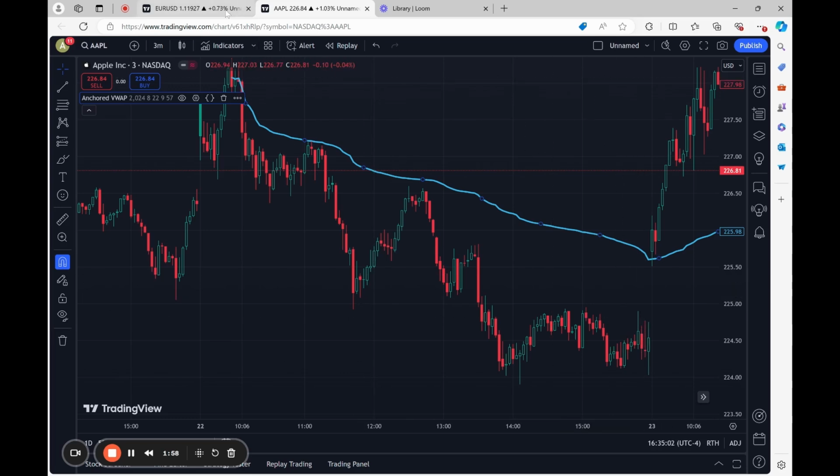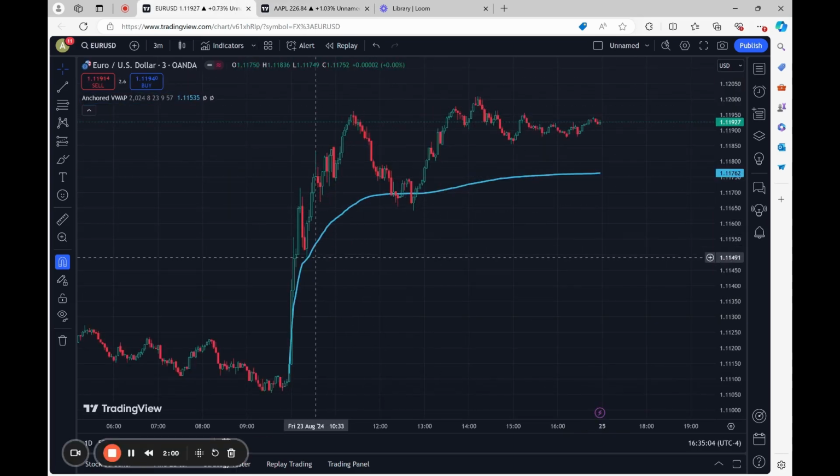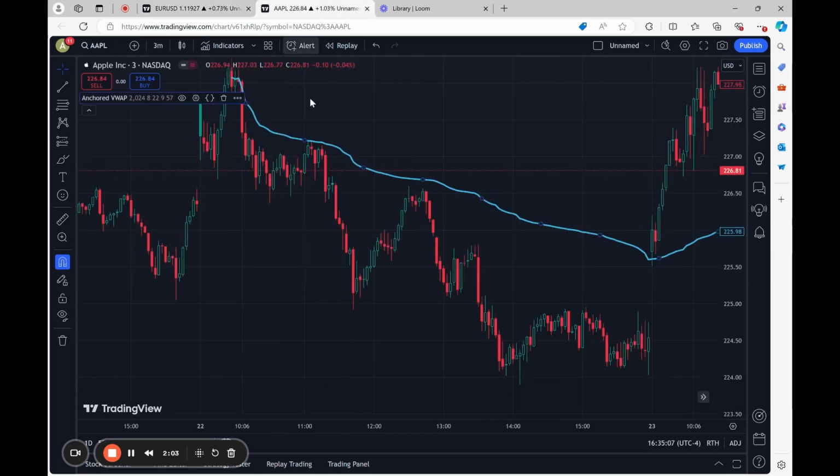So this is a very useful tool. And if I didn't mention before, right here, it is acting as support. And right here, it is acting as resistance. So, yeah.